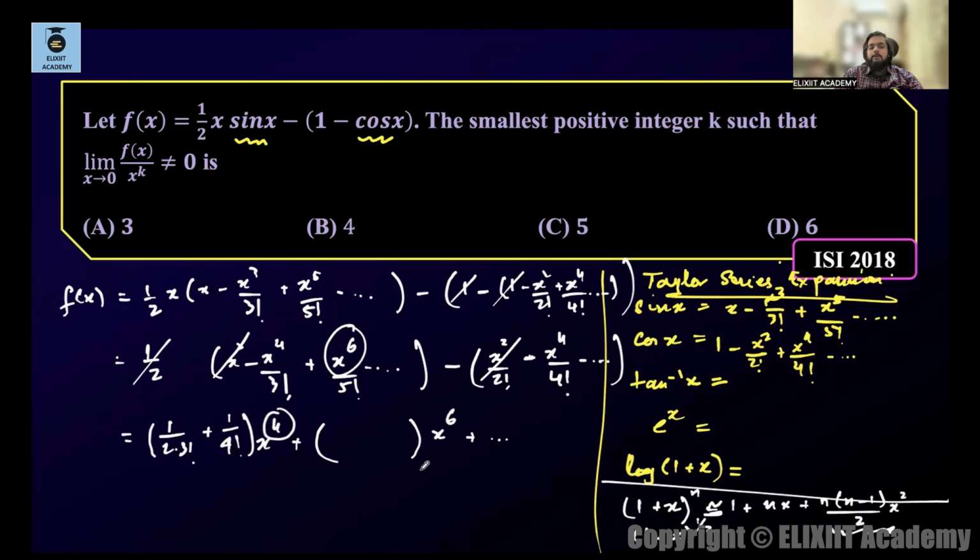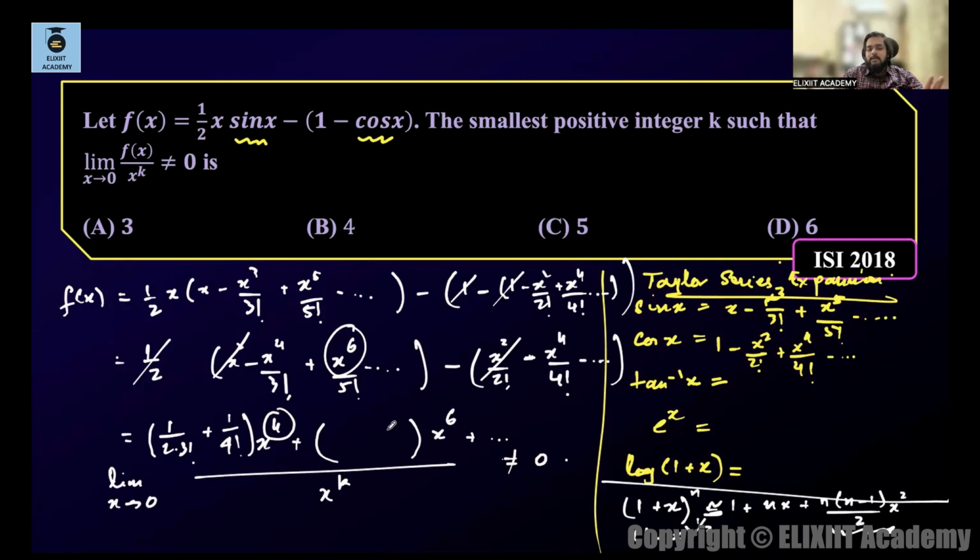Can you figure out the minimum power? It is x to the power of 4, and it's kind of polynomial by polynomial. So when you divide by x raised to the power of k, you have to figure out what they are asking. Limit x tends to 0. What is the minimum value of k for which this answer will be a non-zero quantity? That's what they are asking.